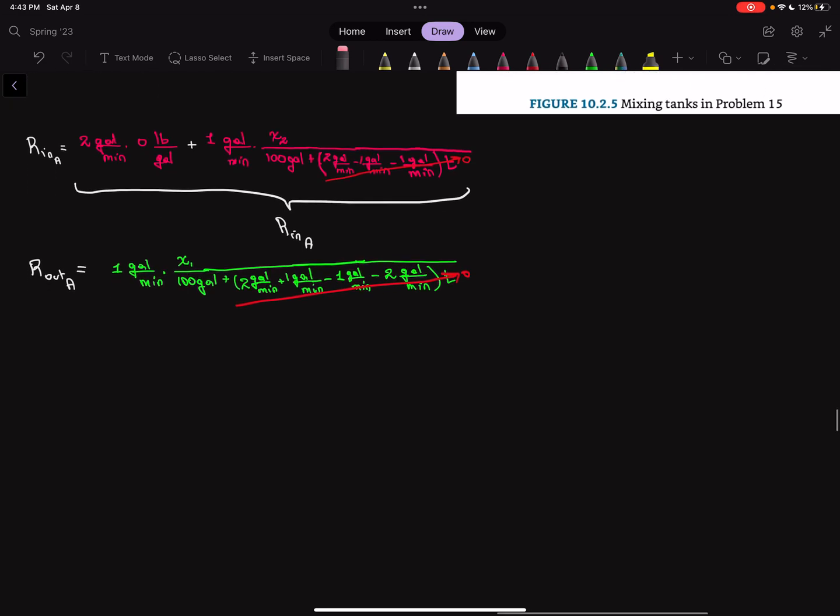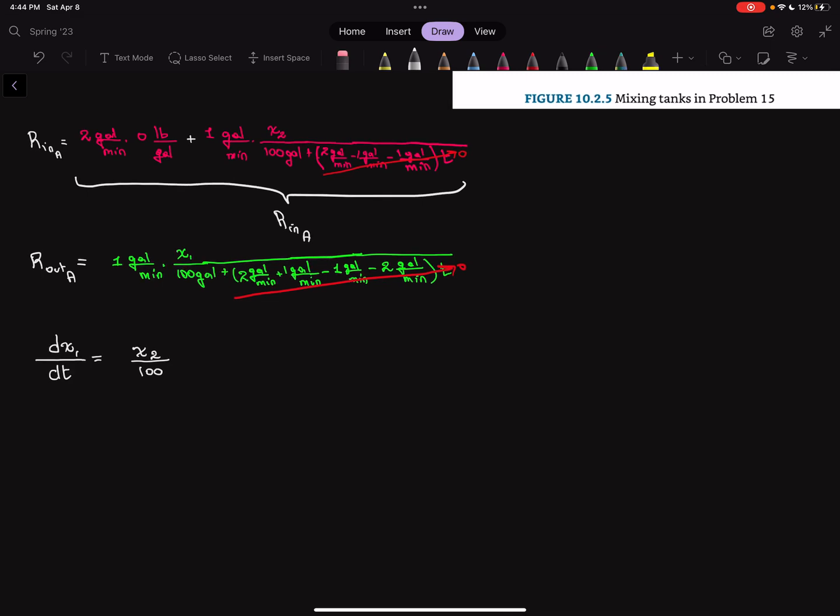So let's do that. We get dx1/dt is equal to, well, the rate in is going to be 2 times 0. That's just 0. And we have 1 gallon divided by x2 over 100. And I'll drop the units for simplicity. And minus the rate out, which is x1 over 100. Okay. Well, that doesn't look too bad, does it?